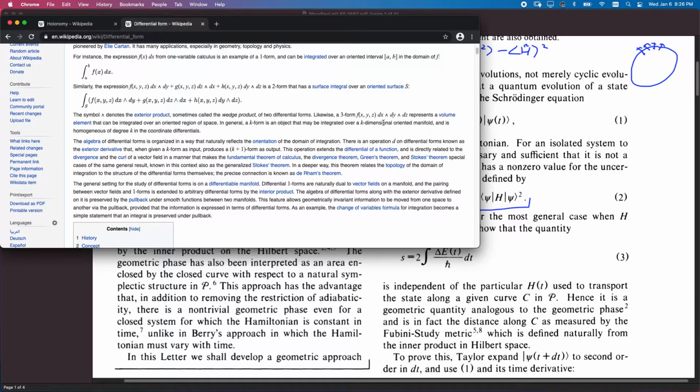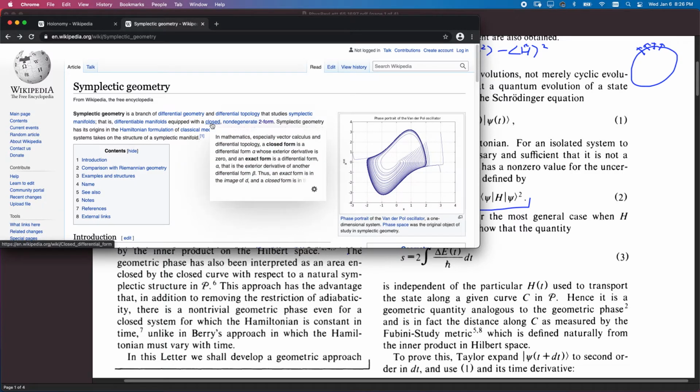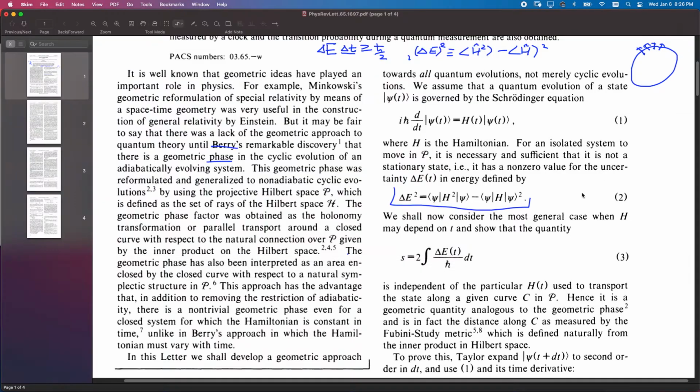3 forms are like dx, dy, dz, so 2 forms are like dx, dy. Okay, it's a closed, whatever. Think about some geometry thing. Okay. So I guess I can connect that phase to also this area, maybe.